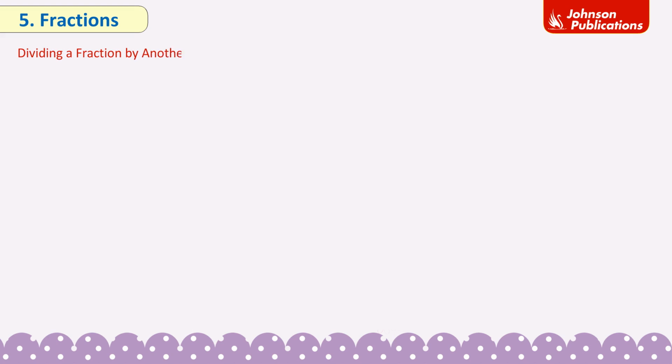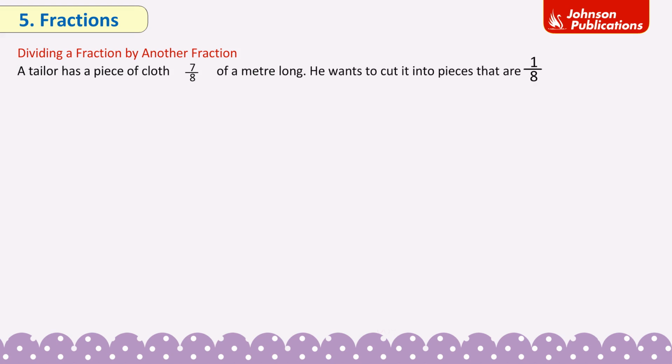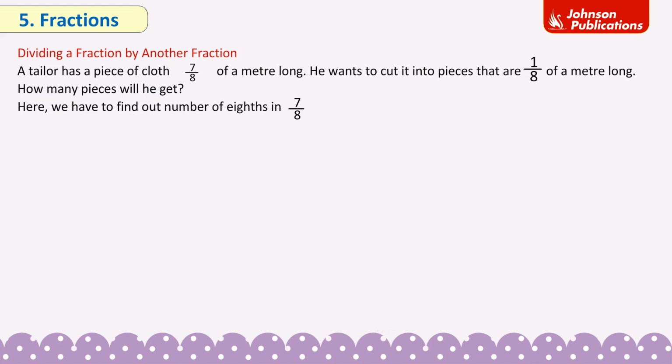Dividing a fraction by another fraction. A tailor has a piece of cloth 7/8 of a meter long. He wants to cut it into pieces that are 1/8 of a meter long. How many pieces will he get? Here we have to find out the number of 1/8s in 7/8. 7/8 divided by 1/8 is equal to question mark.